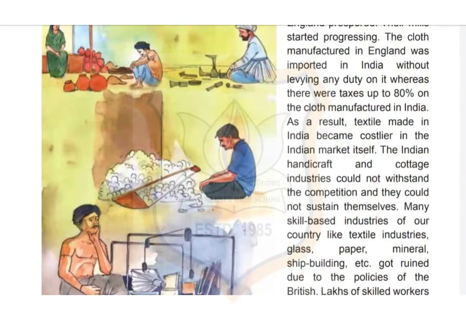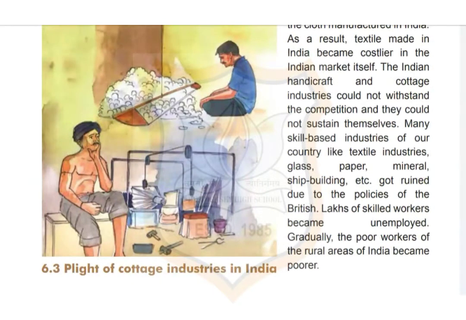The Indian handicraft and cottage industries could not withstand the competition and they could not sustain themselves. Many industries of our country like textile industry, glass, paper, mineral, shipbuilding, etc., got ruined due to the policies of the British. Lakhs of skilled workers became unemployed. Gradually, the poor workers of the rural areas of India became poorer. You can see the picture given in your textbook, plight of the cottage industries in India.